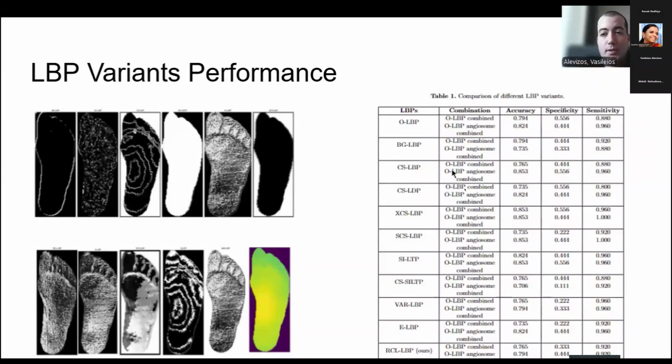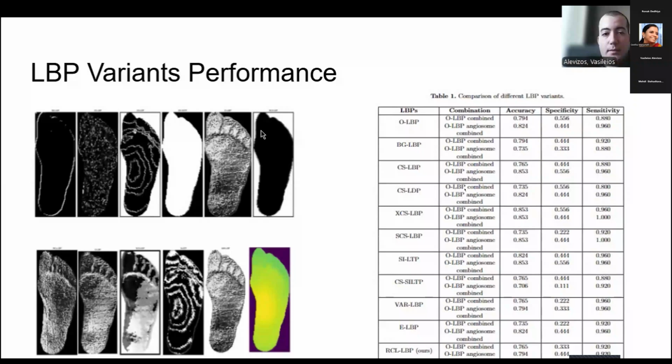The results show that RCL-LBP achieves accuracy of roughly 77% in the LBP-only scenario, and roughly 80% in the combined scenario. Its sensitivity was as high as 92%, indicating that it effectively identified positive cases. However, the specificity was moderate, suggesting that there was some trade-off between sensitivity and specificity.